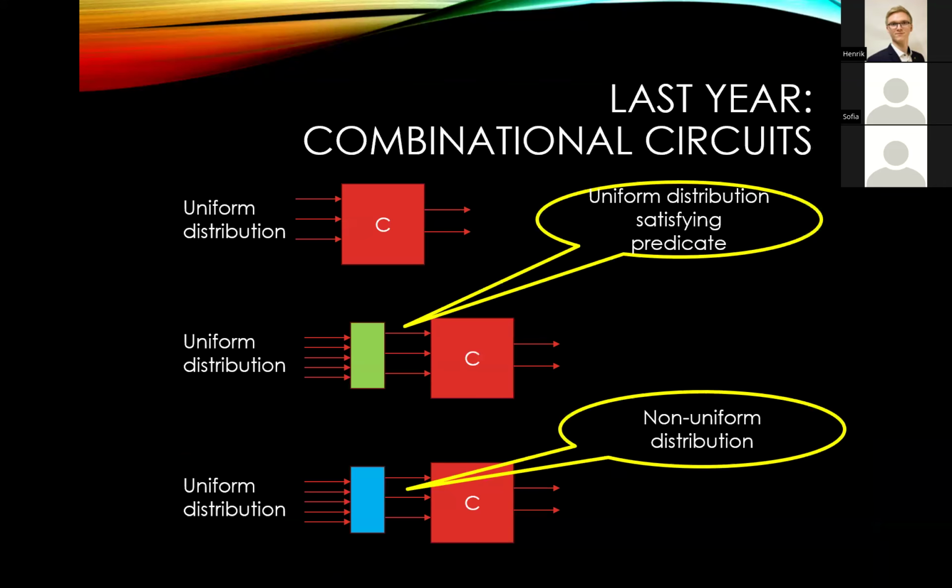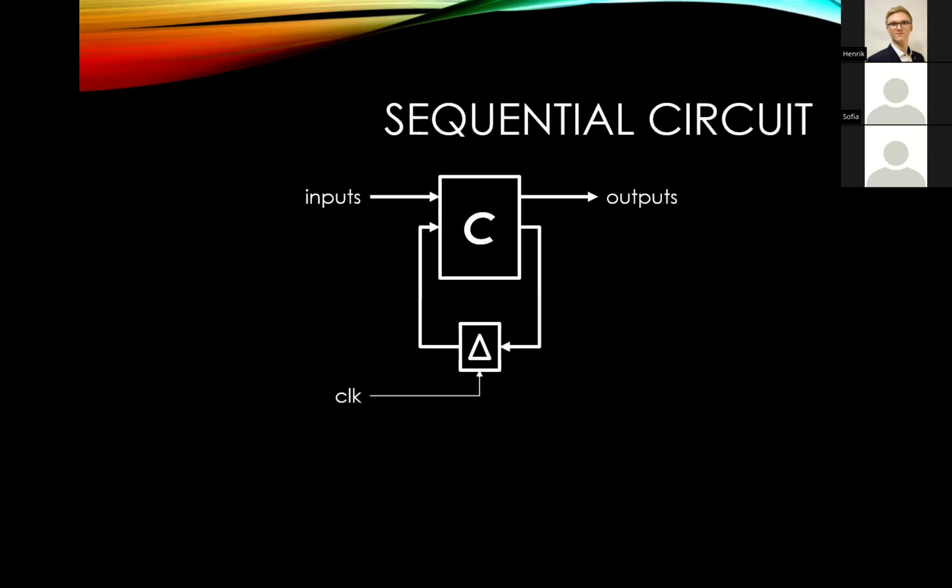Last year I gave a talk here, and Henrik gave another talk. Technically, what we were doing was computing power consumption in combinational logic. We did uniform distributions that satisfy some predicate, and non-uniform distributions, and computed power for those. We have techniques for all of those. But the main thing was that they were all combinational. We had no state holding in there. So now we have to add the sequential part.